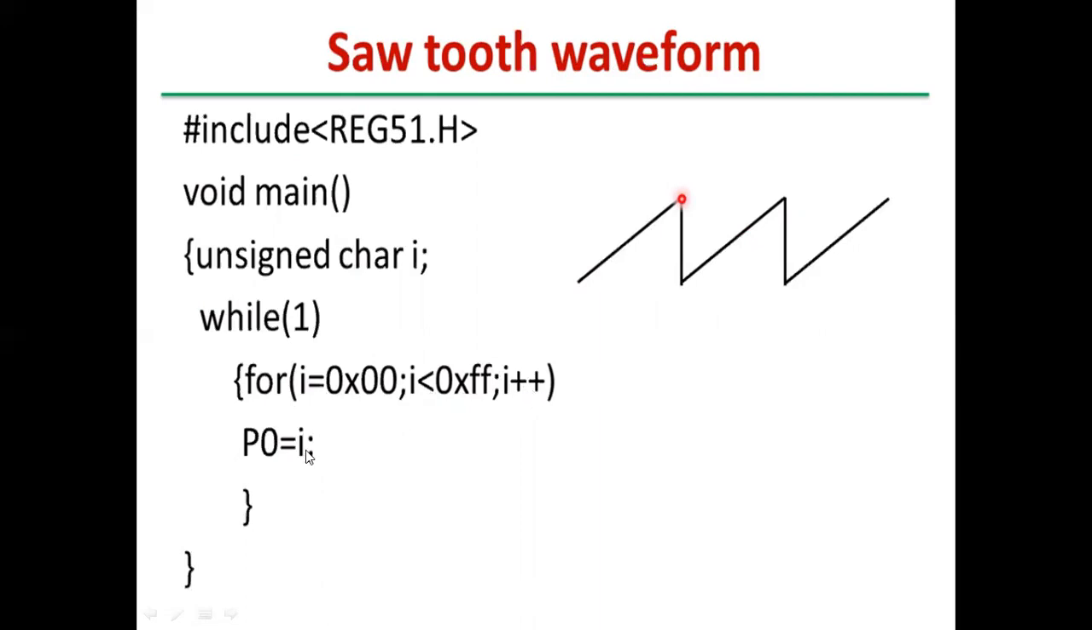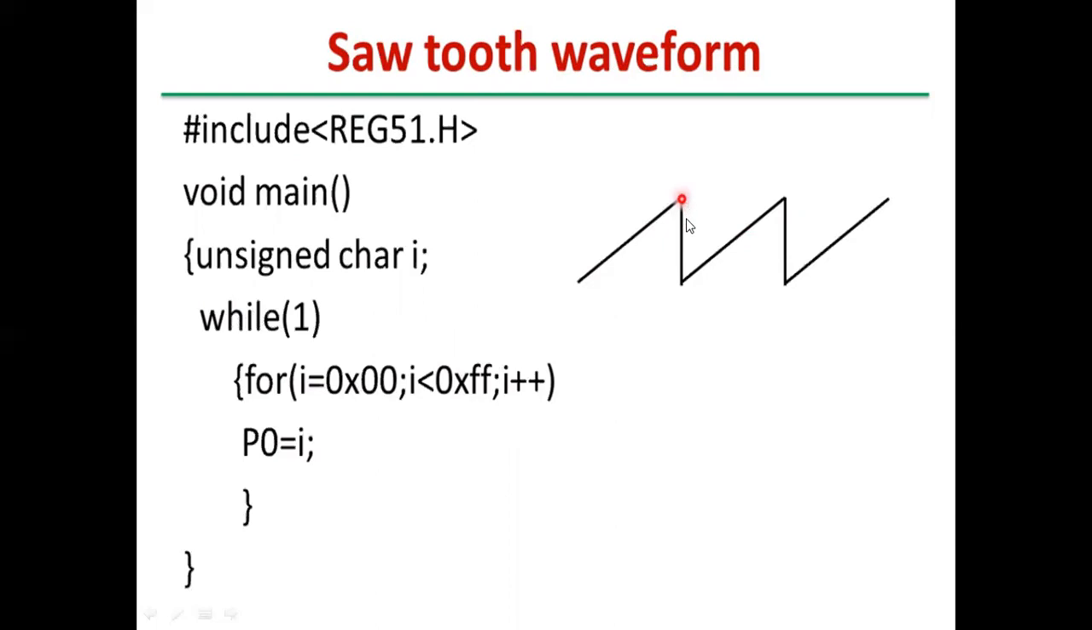That value is initialized to P1. Next, again i is incremented, i becomes 2, and again you initialize that value to P1, up to when i becomes the maximum value. Like that it will be incremented from the initial value to the maximum value. When it comes to the maximum value, the condition is not satisfied. So again it will go to the while(1), and i will be initialized to 0x00.